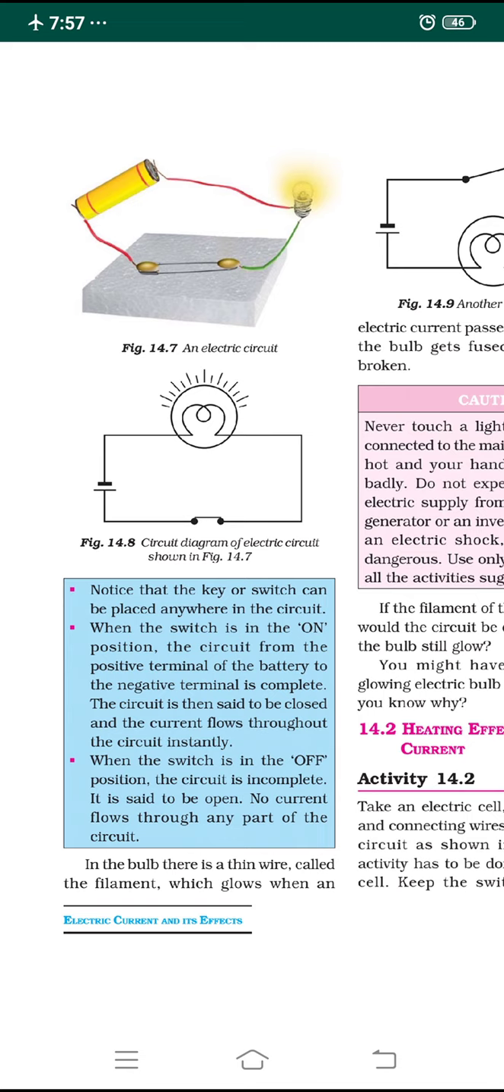When the switch is in the off position, the circuit is said to be incomplete. It is said to be open. No current flows through any part of the circuit.